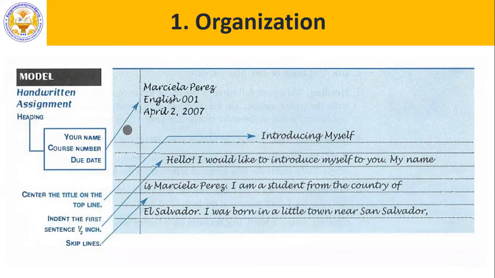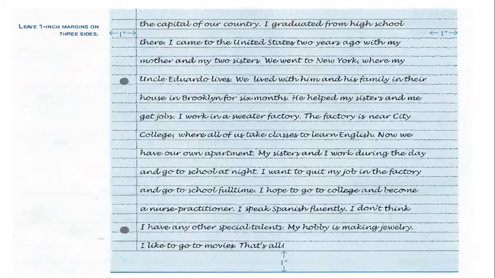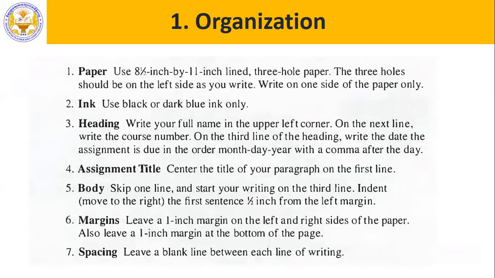You have to skip 1 line between each line. Why? Because we leave some space for your teacher to give comments or feedback or to correct your mistakes. On both sides and the bottom, we leave some space as margins. We call it margins. So these are the rules when you write your paragraph for me. You can pause the video and read it slowly and come back later on.